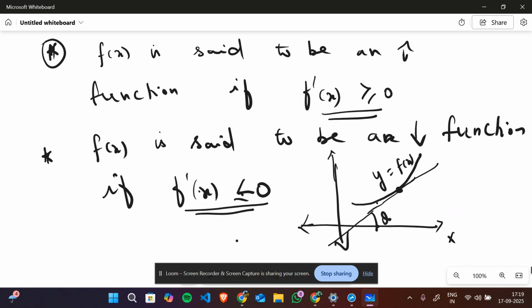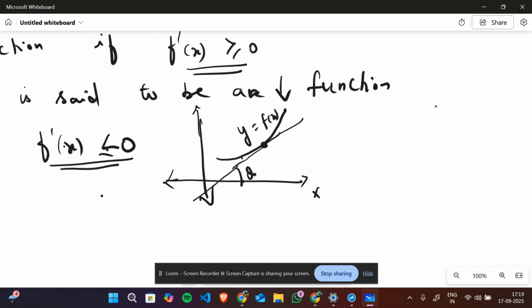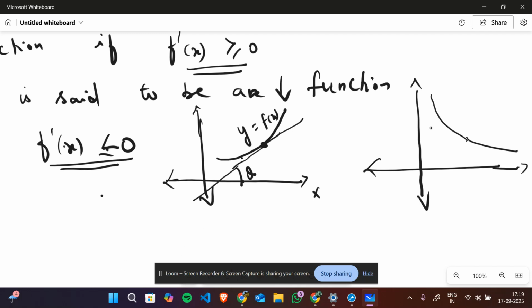This is the graph of a decreasing function. Now, if you take one point on the curve and draw the tangent to the curve, it makes an angle theta with the positive direction of the x-axis. Here theta is obtuse, so tan theta will be negative. So dy by dx, that is d by dx of f of x, will be less than 0. I hope you all have understood the second definition of increasing and decreasing function.